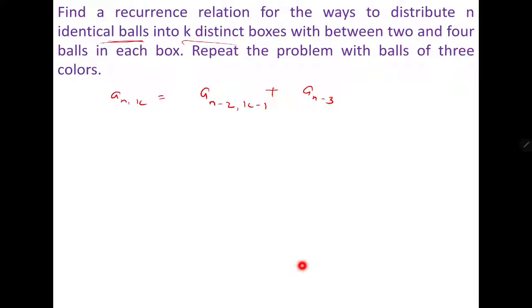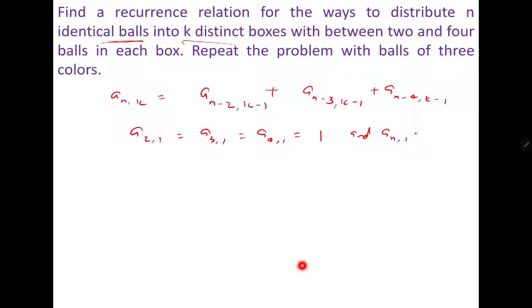If you put 3, then it is n minus 3 in k minus 1, and if you put 4, then n minus 4 in k minus 1, with the initial conditions a21, a31 and a41 equal to 1. This means the number of ways of putting 2 balls in any one of the boxes, putting 3 balls in any one of the boxes, or putting 4 balls in any one of the boxes. And "any one" means whichever comes first, we just put it, we do not select the box.